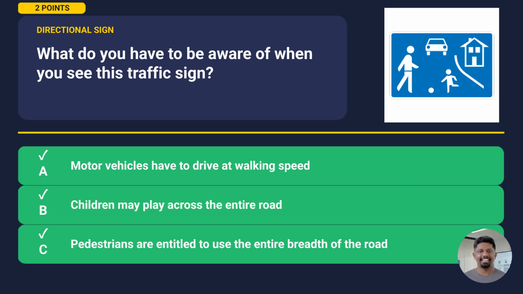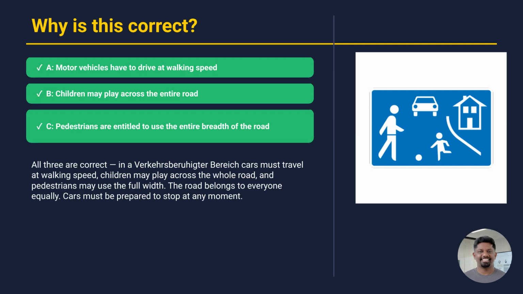All three are correct: A, B, and C. Let's understand why. In a Verkehrsberuhigter Bereich, cars must travel at walking speed, children may play across the whole road, and pedestrians may use the full width. The road belongs to everyone equally. Cars must be prepared to stop at any moment. All right, let's move on to the next question.